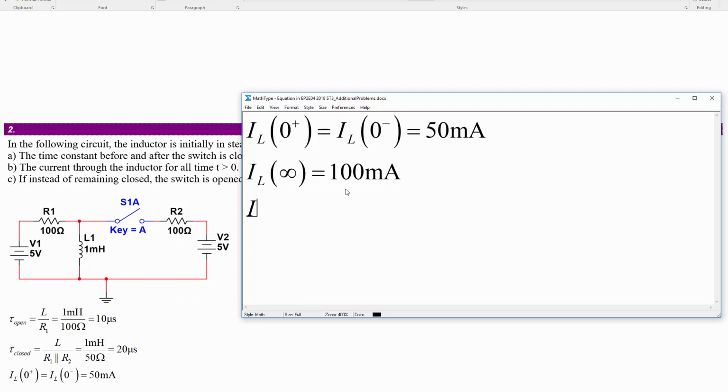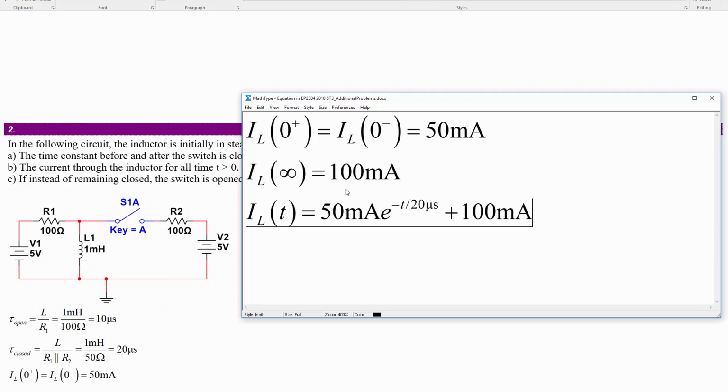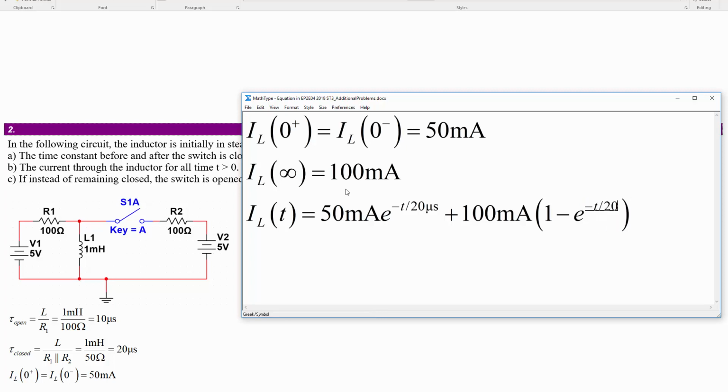And then we'll say that IL at t is equal to the 50 milliamps times e to the negative t over 20 microseconds plus 100 milliamps times 1 minus e to the negative t over 20 microseconds. Okay, our initial steady state going away and the final value showing up after enough time.